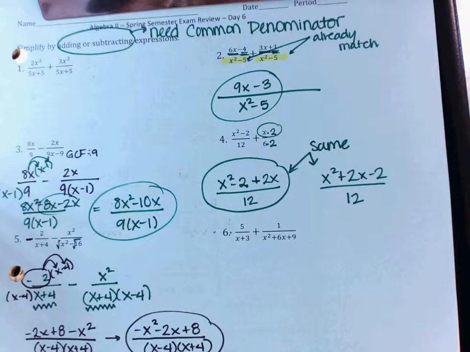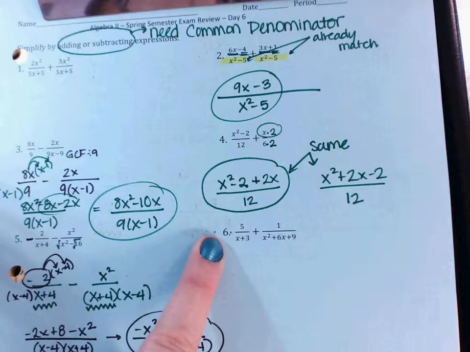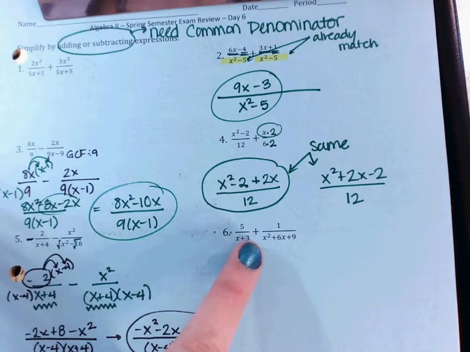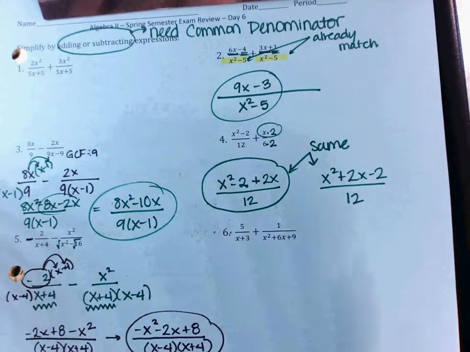Okay, last two on the front. Number 1, do you have to fix anything? Or do they already match? They already match. So if the bottoms match, you just add it up. What about on number 6? Are you going to have to fix? Yes, you're going to have to T-chart this other base. Okay?